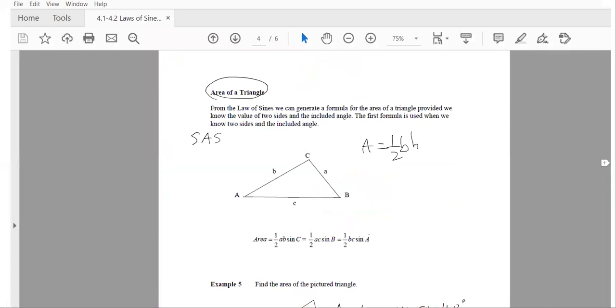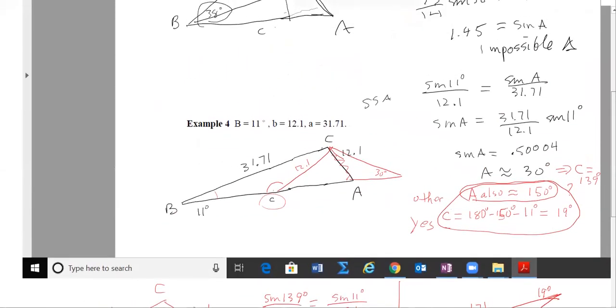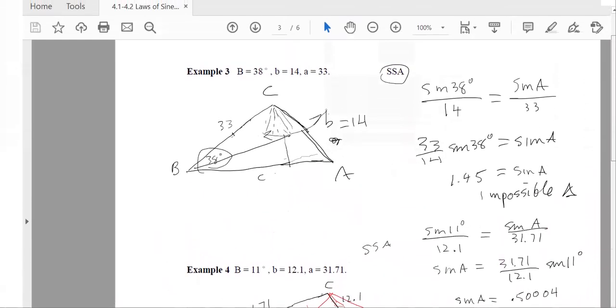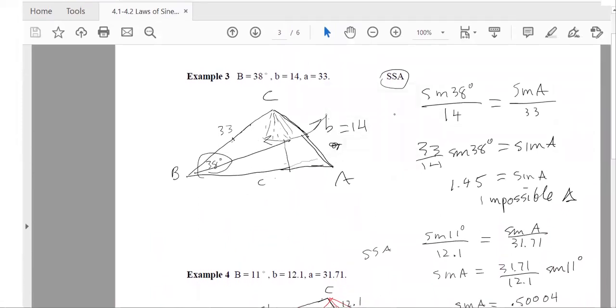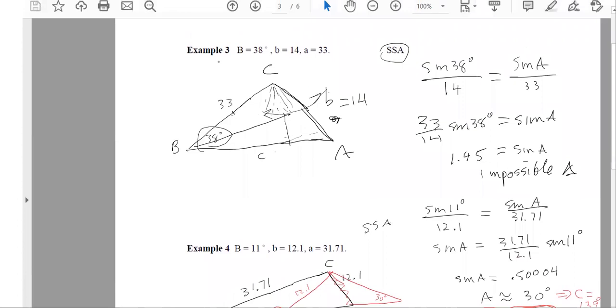And this was area. Okay, here was an example where I had, let's see what this looks like. This was a case up here. We had side-side-angle, so that's the ambiguous case, and I worked through what you would do. And for this particular example, number 3, it came out to be impossible. In other words, no triangle.